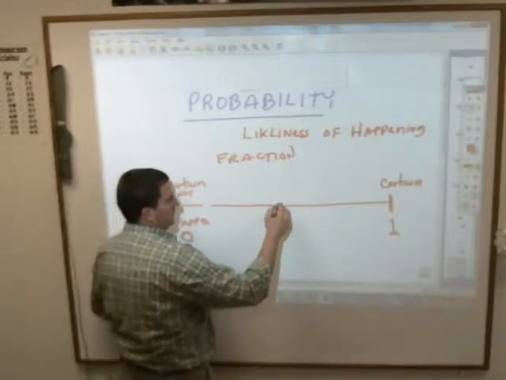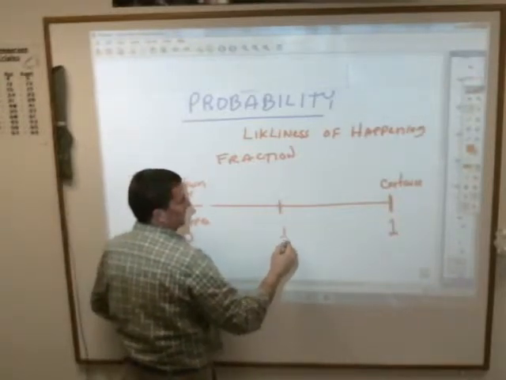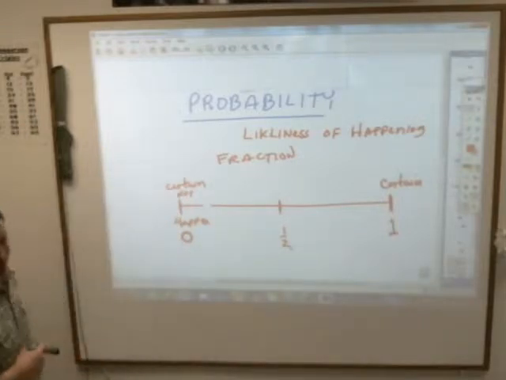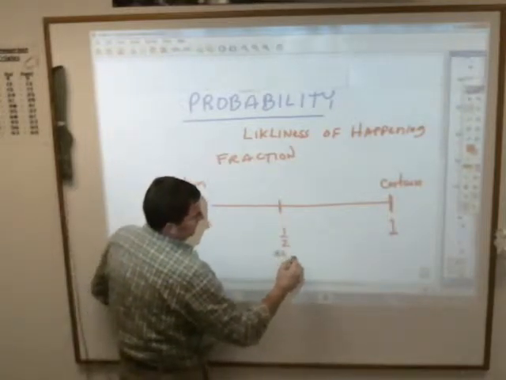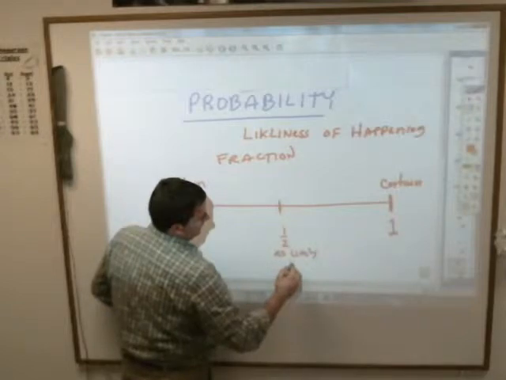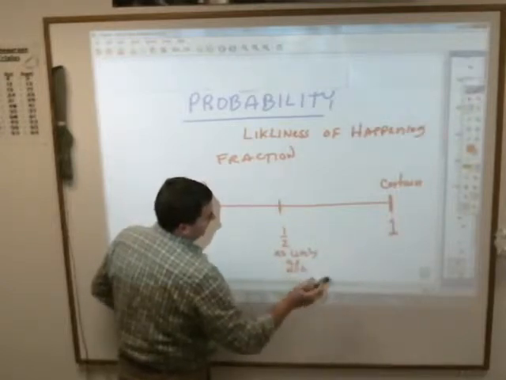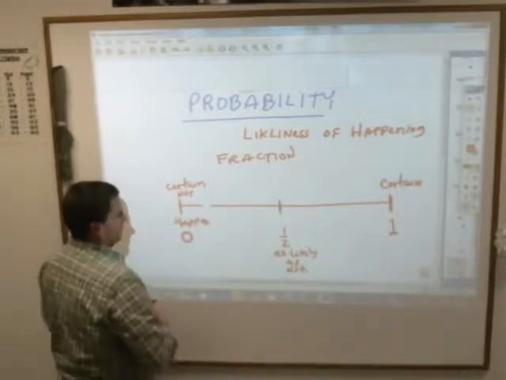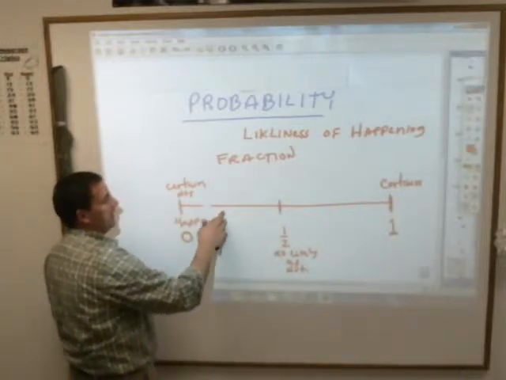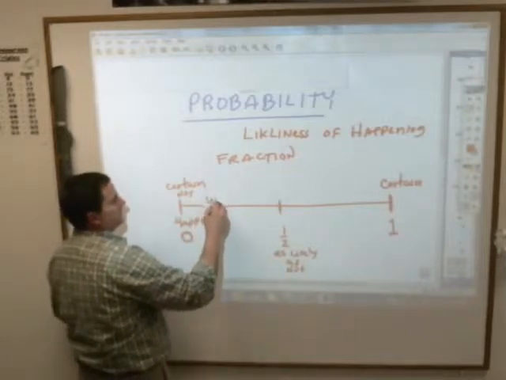Now, in between that, if it has a probability of 1/2, it is as likely as not. Things that would fall into that category would be if you flip a coin, they're supposed to be fair. The probability of flipping a head would be 1/2 because it's as likely as not. Now anything that's smaller than 1/2 is called unlikely.